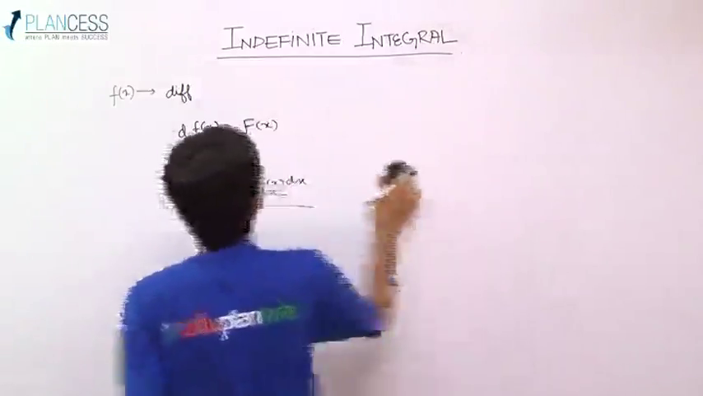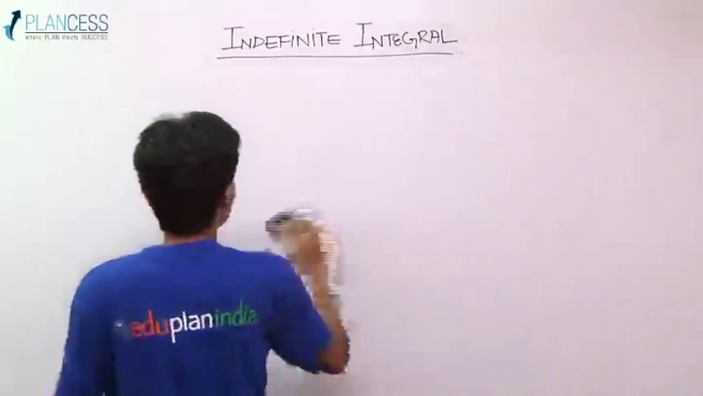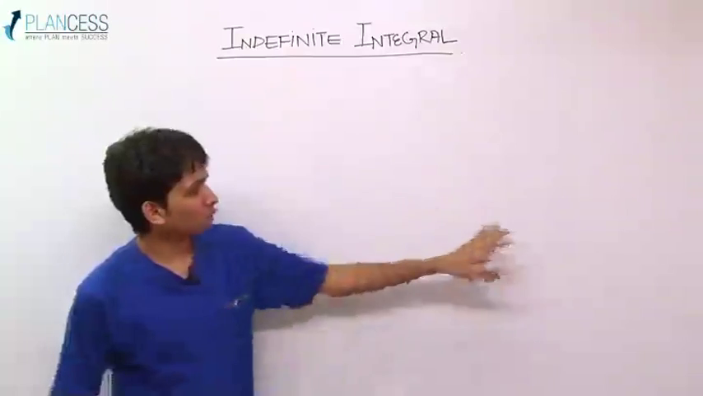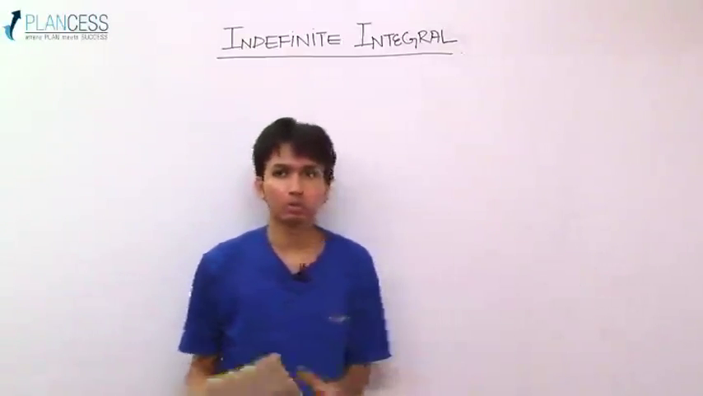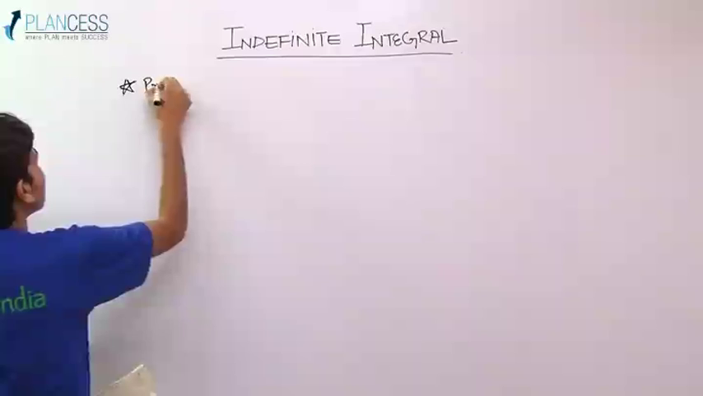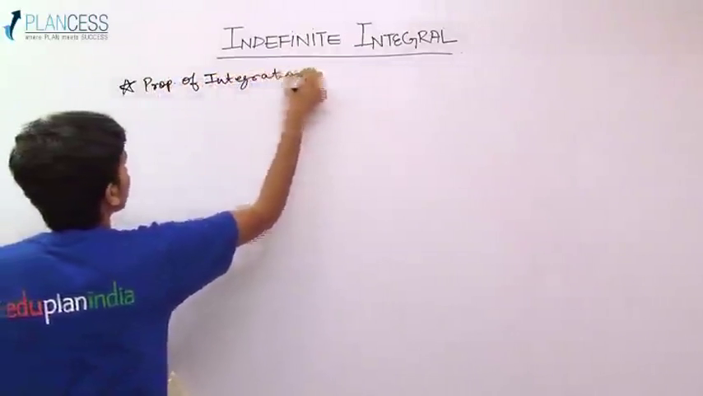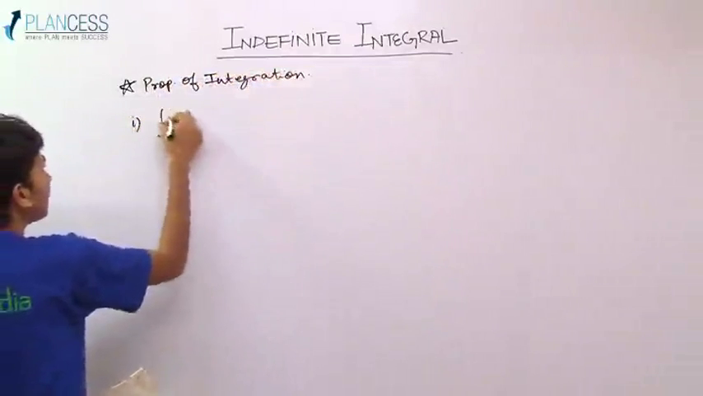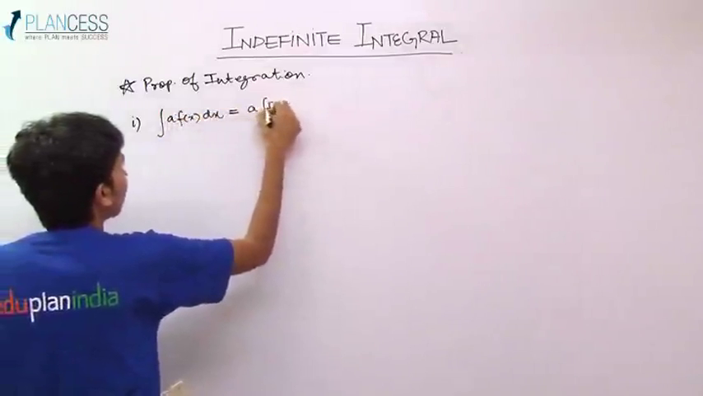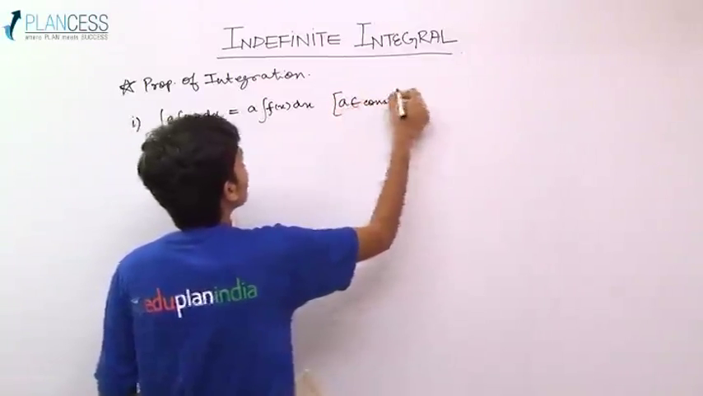Using this, first of all I'm going to write some properties of integration, and then we'll see some of the methods of integration. Note one thing, that the constant I'm talking about is obviously real here. Now we have reached the properties of integration. The first property is that the integral of a f(x) dx can be written as a times the integral of f(x) dx, where a is a constant and is independent of x.